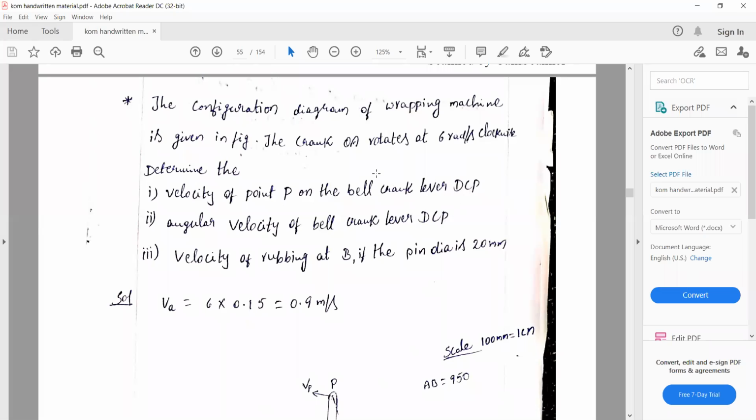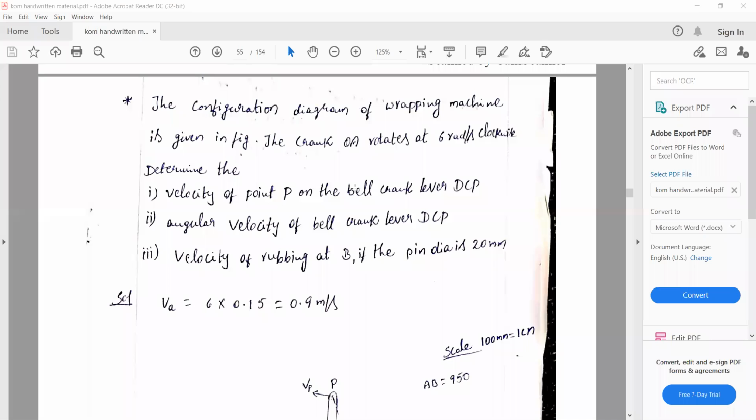Now we are going to discuss the problem. All of you read the problem carefully. The configuration diagram of the wrapping machine is given in the figure.